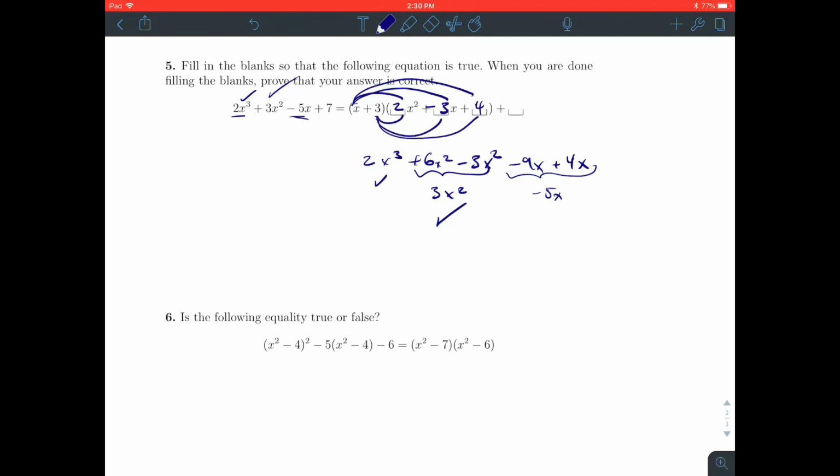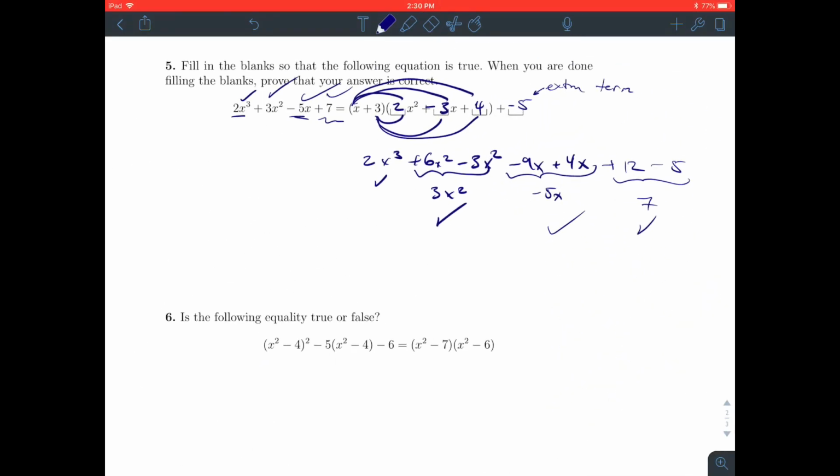And then 3 times 4 is 12. But we don't want 12, we want 7. So since 3 times 4 is the last of the distribution, we require an extra term out here to adjust things. And that extra term, let's see, well, we want 7, so it looks like that extra term is going to be negative 5, so that we get 12 minus 5 equals 7. So now that we've got all the blanks filled in, it looks like we're good to go.